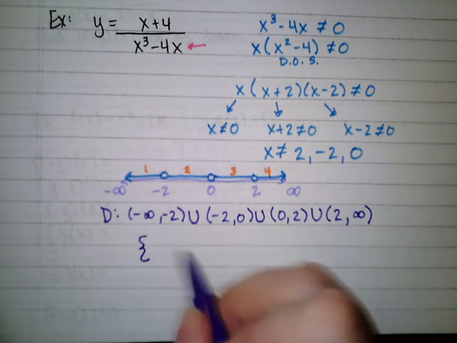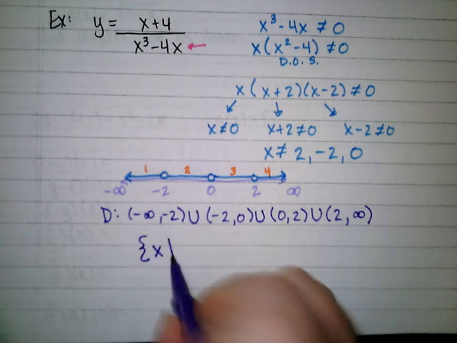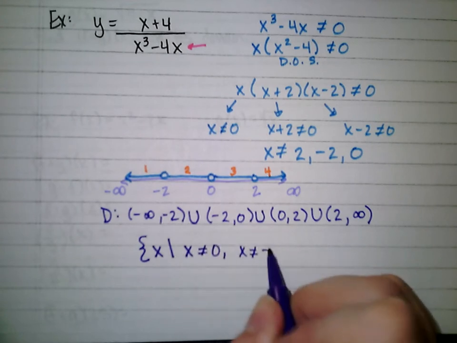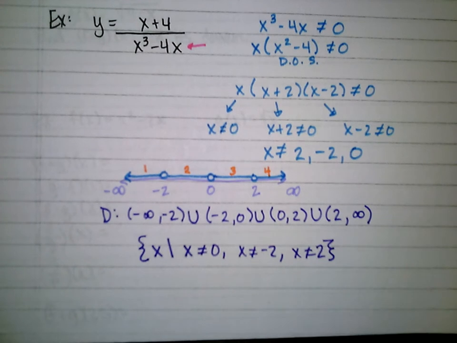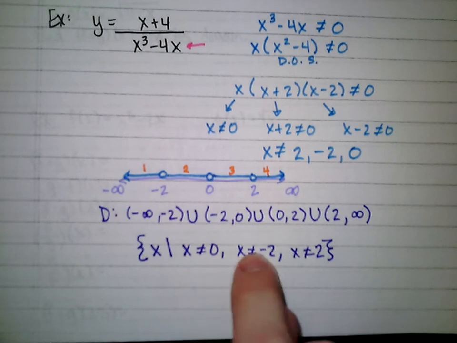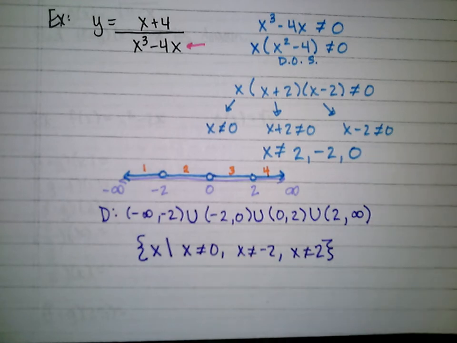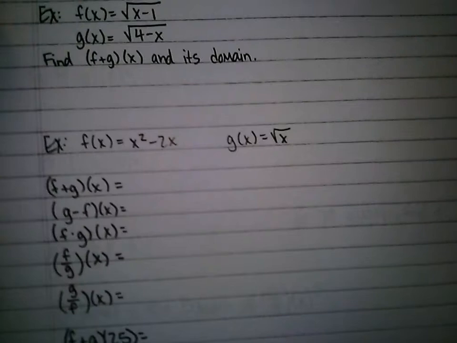Set builder notation is a bit easier because I can just say all the values of x such that x is not equal to 0, -2, and 2. And I'm not sure if my MyMathLab would let you just do x can equal 0, 2, -2 like we did up here, or if you'd have to put all of that out there. You guys will have to figure that out and let me know because I'm unsure about that.